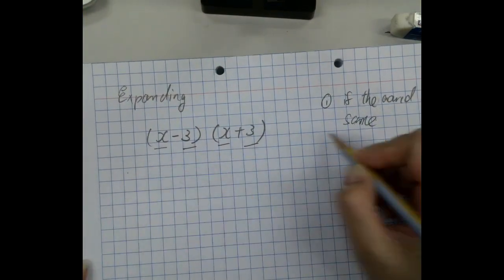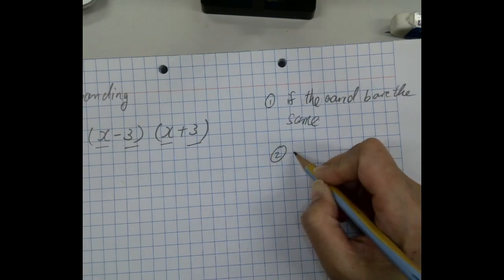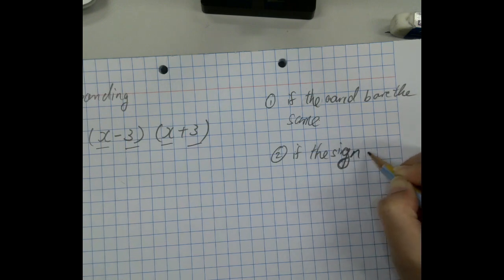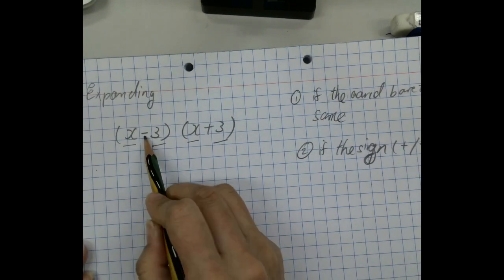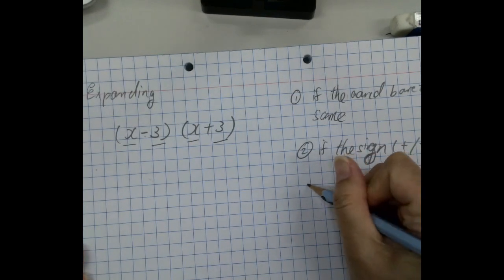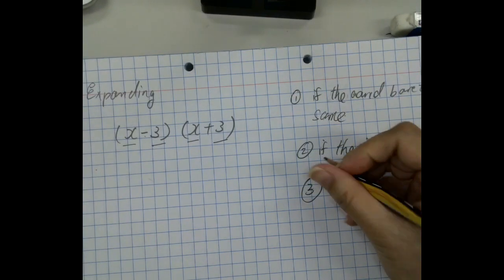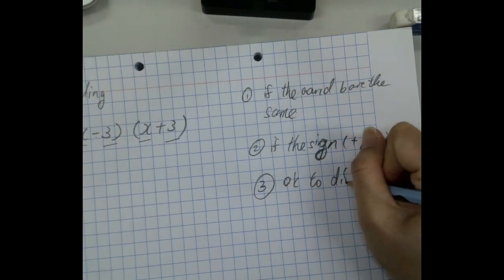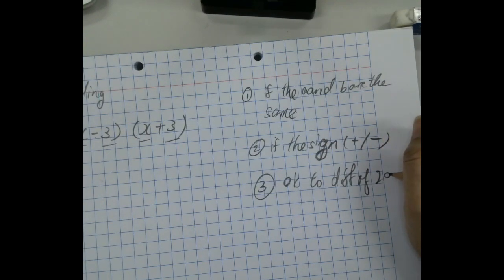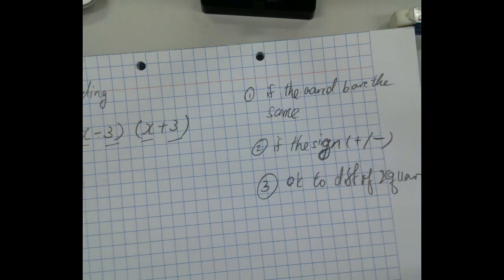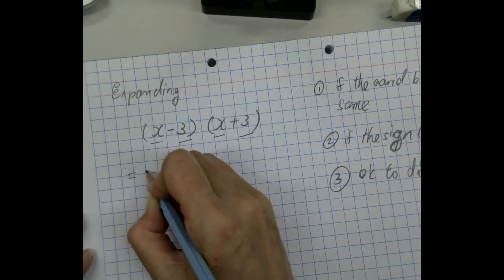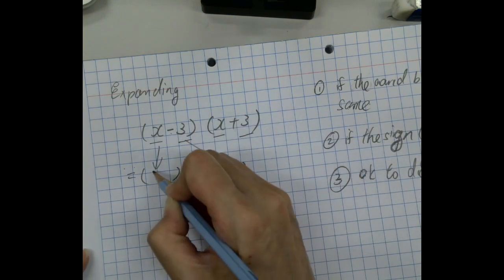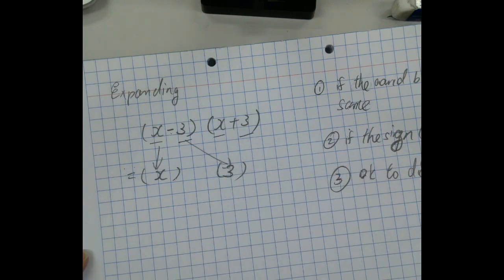The second thing we need to check is the sign, the plus and minus difference. One is plus, one is minus. Then it's okay to use the difference of two squares. What you need to do is give it two brackets, one going to a and one going to b: x and 3.